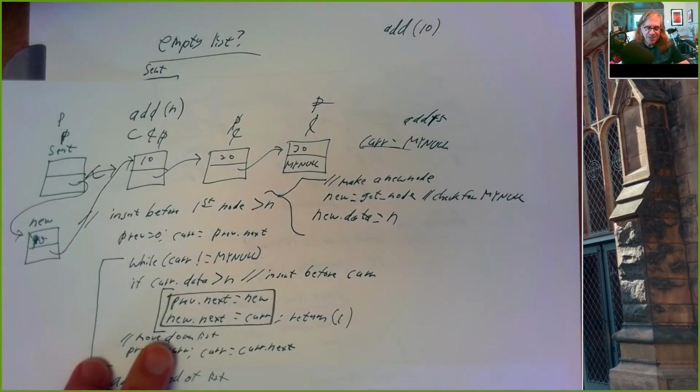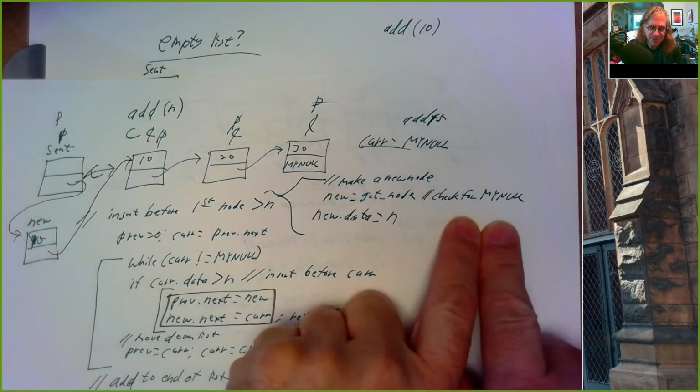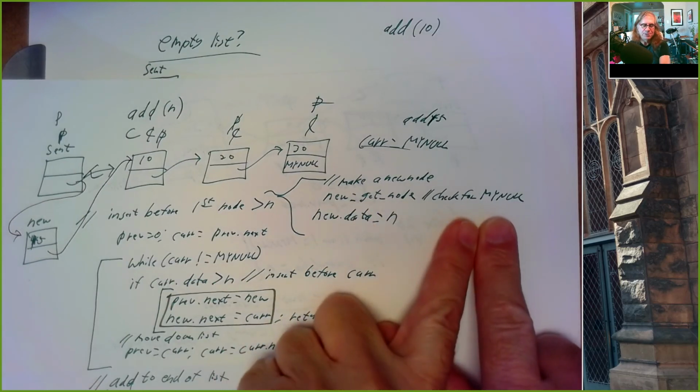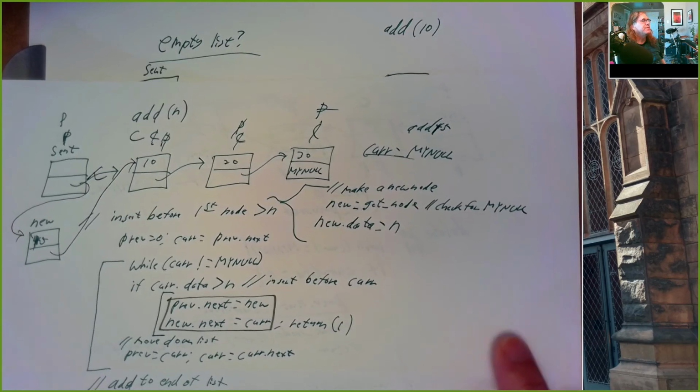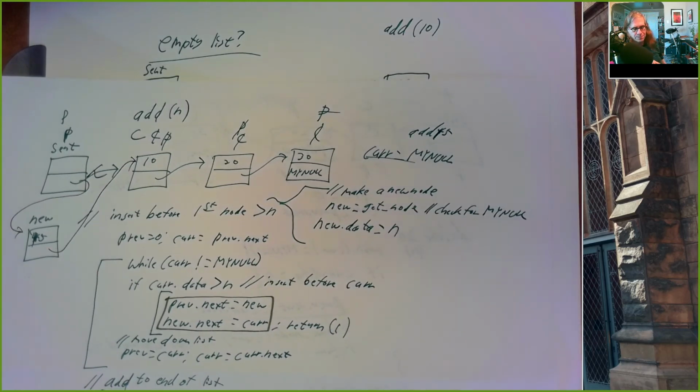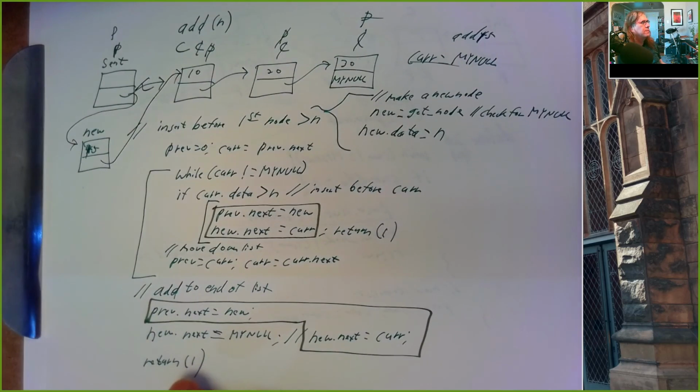If there's no more space, when you say get node, you have to check the return value, make sure it's not my null. If it is, then just return 0 from the add function. All right, that's all I got to say on PA1.